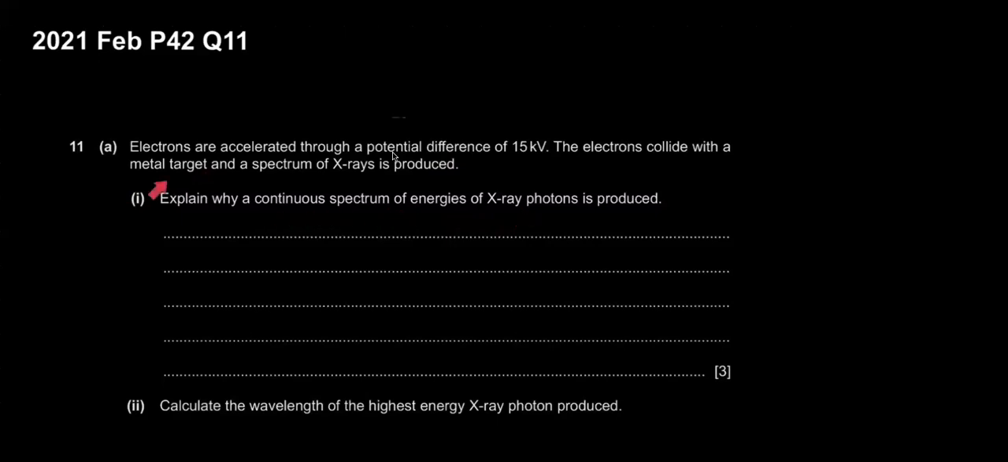So these photons which are released on deceleration have different energies. We know that photon energy is given by E equals hf. So since there's a range of frequencies, there's also a range of energies. So this photon energy which is released depends on how much deceleration is produced.